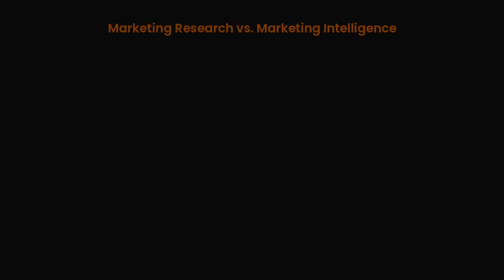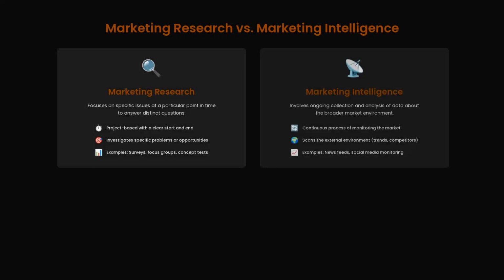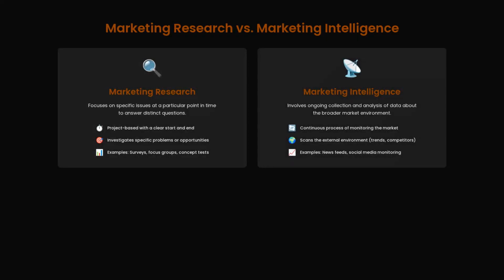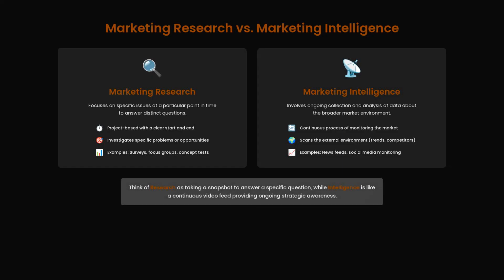Finally, let's examine marketing research versus marketing intelligence. While both are critical, they serve different purposes. Marketing research focuses on specific issues at a particular point in time, like understanding customer preferences or evaluating a new product concept. Marketing intelligence, on the other hand, involves ongoing collection and analysis of data about the broader market environment, including competitors, market trends, and technological changes.